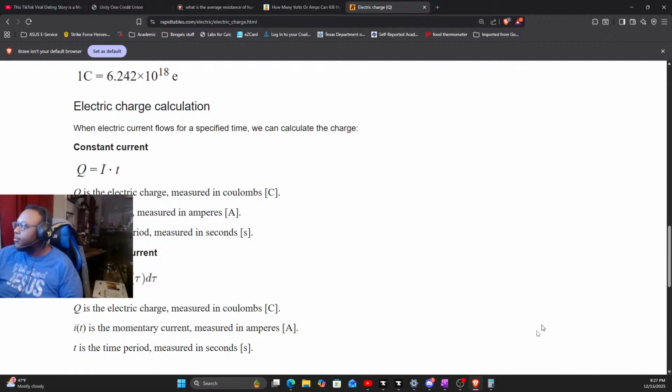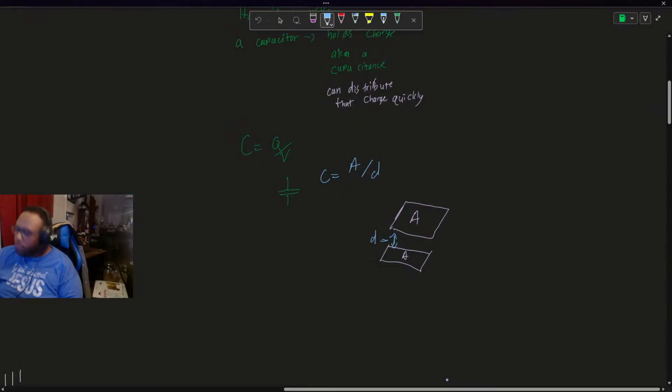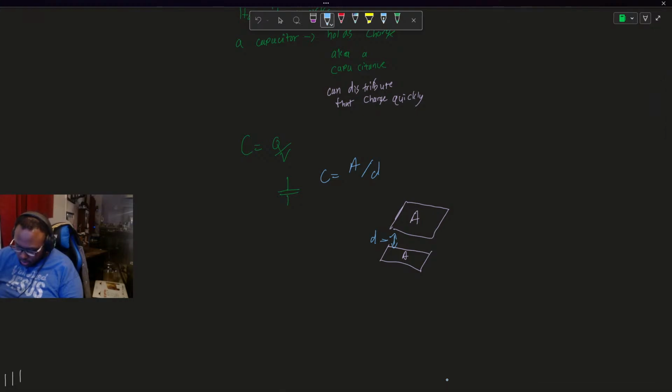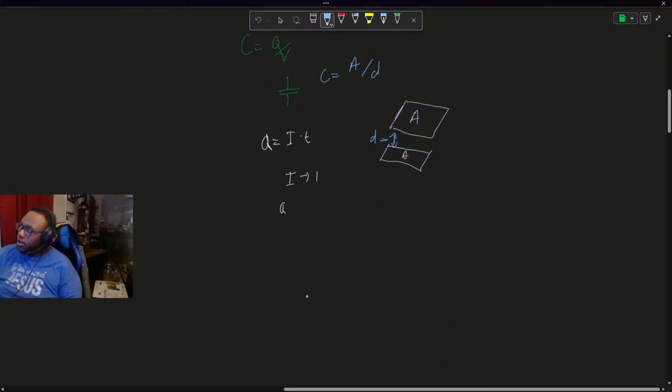So let me pull this back up over here. If I have Q equals I times T, if my I is constant, like 1, the whole time, my charge is constant the whole time. So that's why you can have a capacitor charge up in a DC circuit or a direct current circuit.